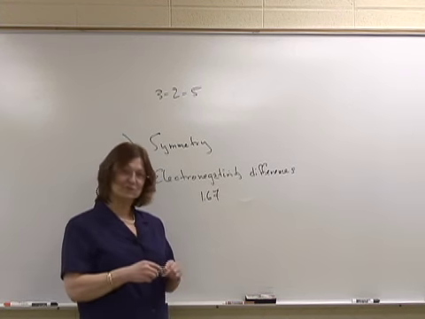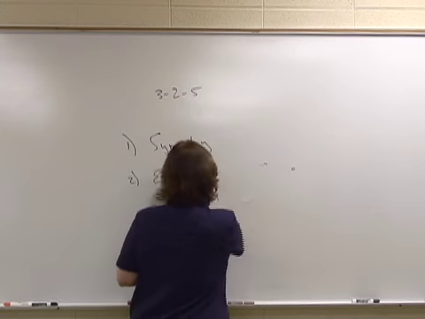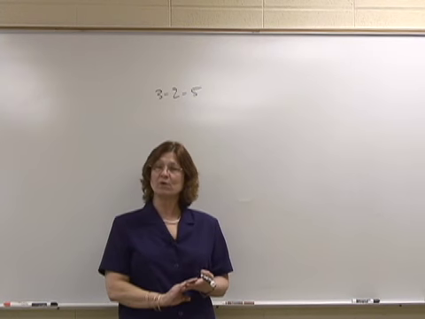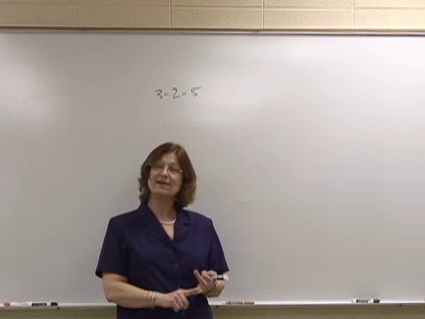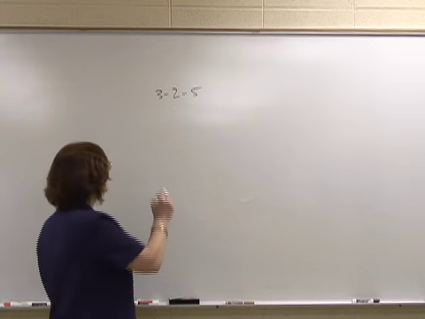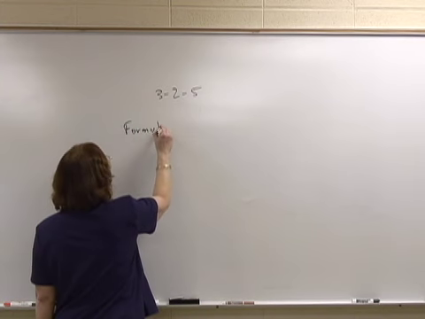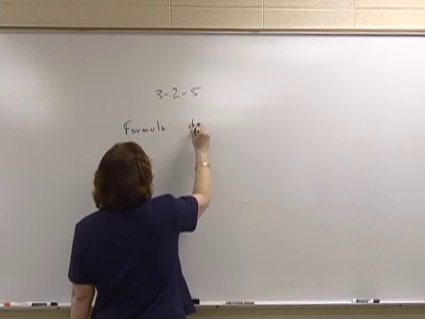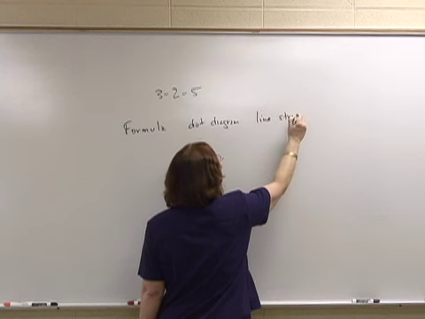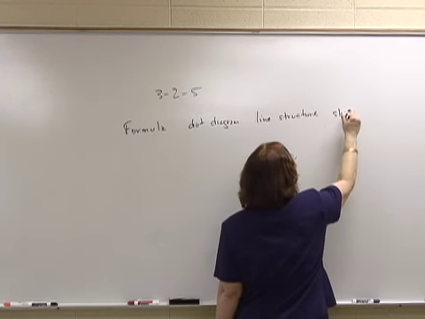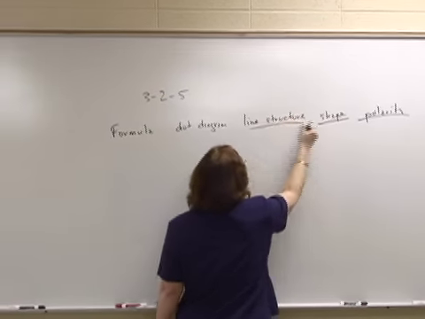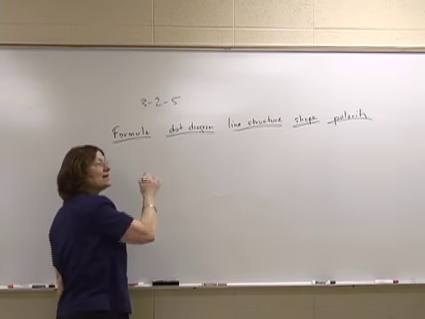Now, you're going to be able to do the lab. On the lab, as always, you have to turn in a formal report where you have the title, the objectives, and then you have a data table. And in the data table, you are going to have the formula, the dot diagram, the line structure, the shape, and the polarity. So you will set up a chart with these structures.